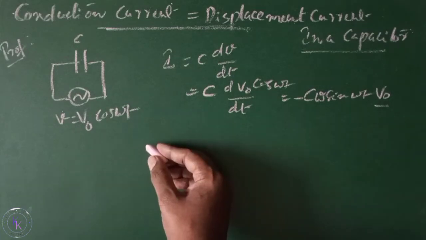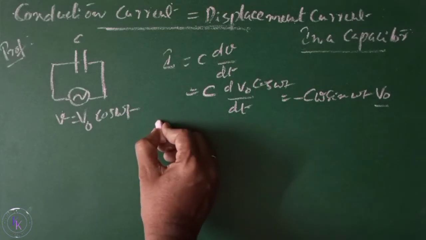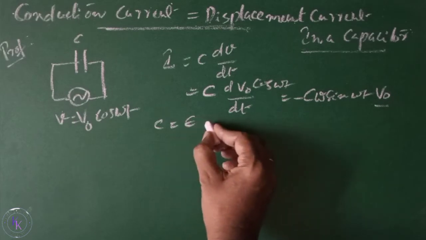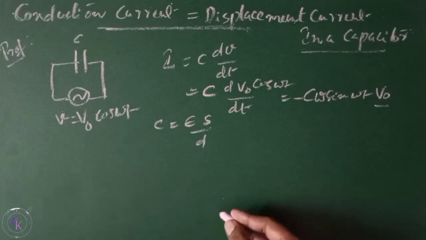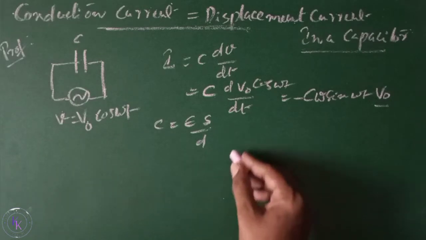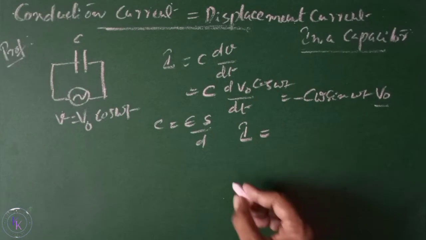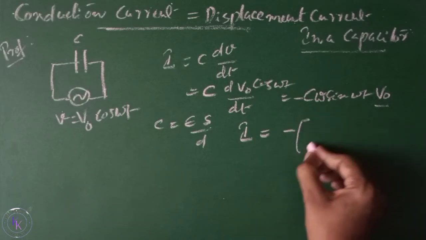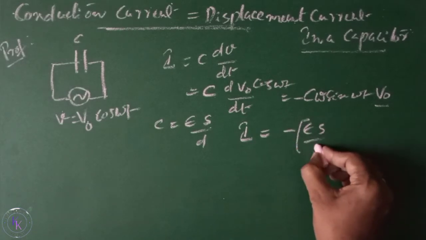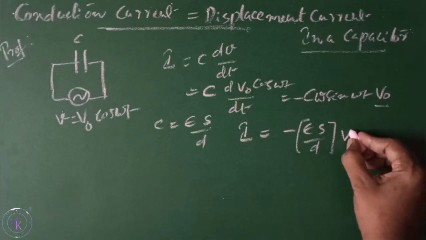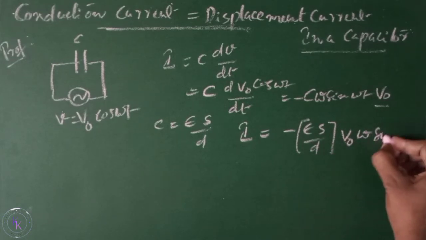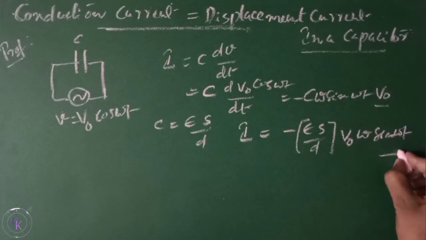For a parallel plate capacitor, the capacitance C is given by epsilon S by d, where S is the area of each plate and d is the distance between the plates. Now substituting this C value, the conduction current I is given by minus epsilon S divided by d, V naught omega sin omega t. Let this be equation number 1.